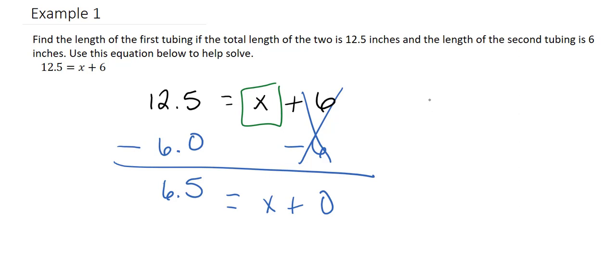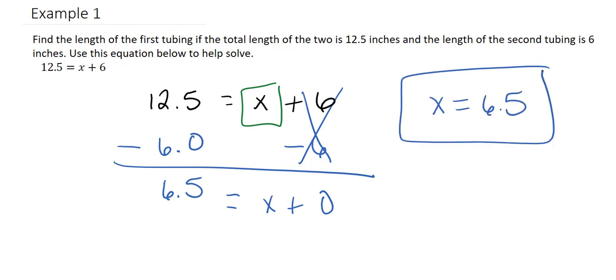So what does x equal? Well, x is equal to 6.5, and that makes sense. 6.5 plus 6 is equal to 12.5, so we know we did that correctly. Let's go ahead and look at the next example.